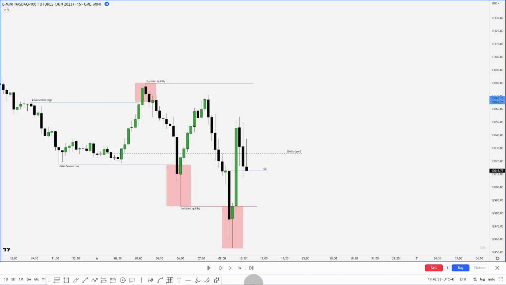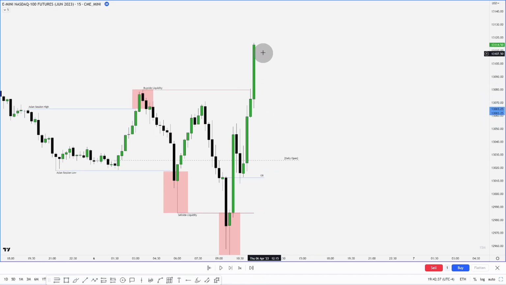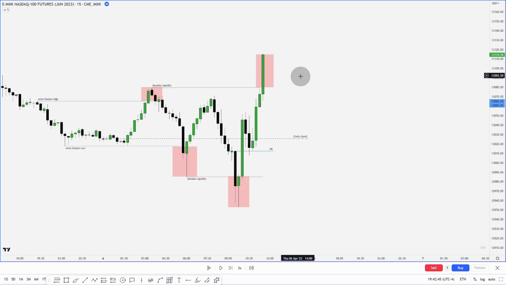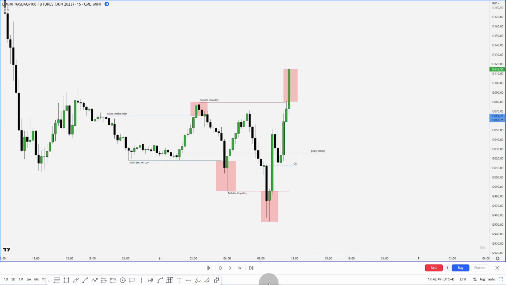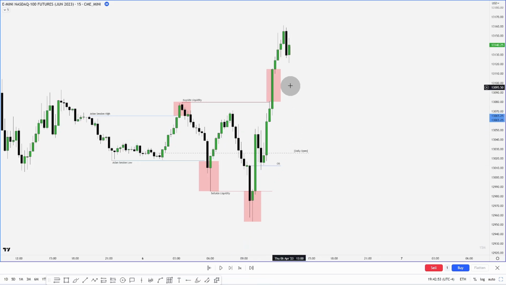So as we play this forward, you can see we go ahead and we take the other side of the range. So now we have another deviation from the range. However, with a super large displacement candle here, we may start to leave this range. And you can see how we start to go a little bit higher there.